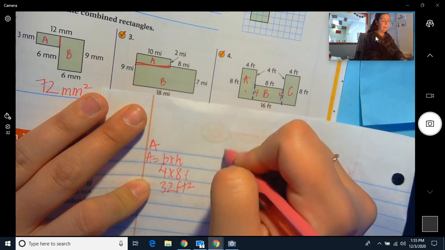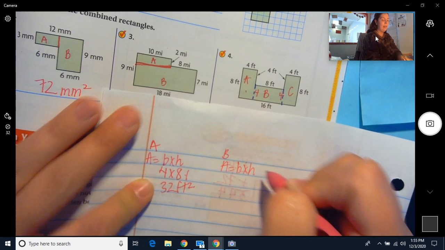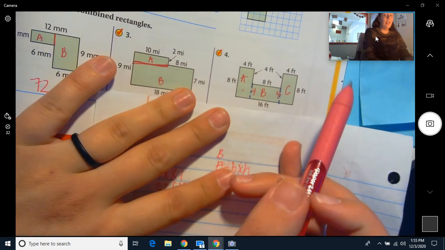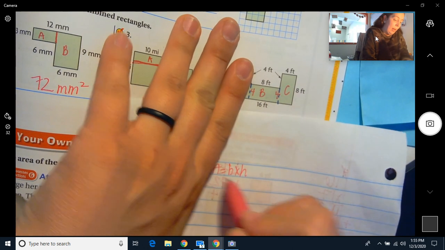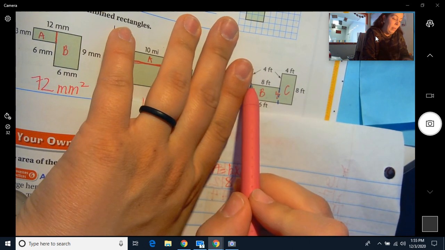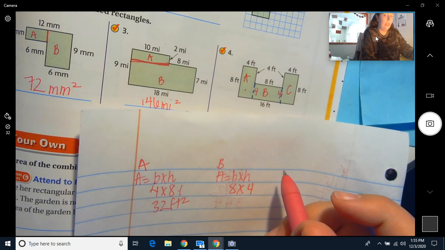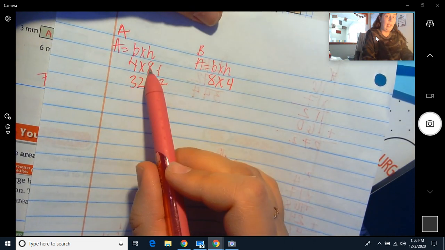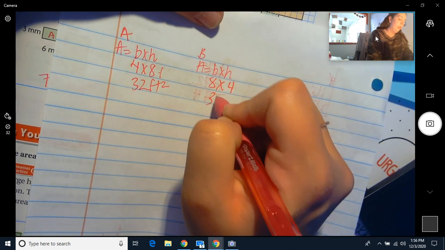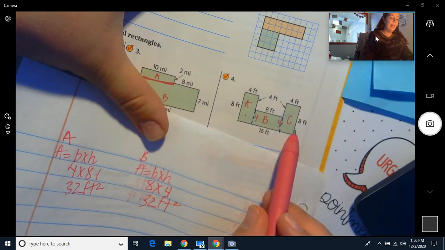Now let's do B. Area equals base times height. We figured it out here when we looked at it that 8 is my base. My height is 4. I'm blurry, sorry. 8 times 4. Hey, look, same math problem. 32 feet squared.